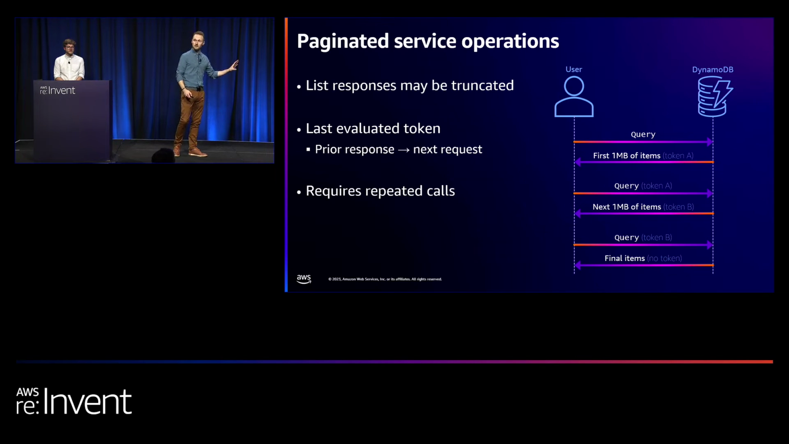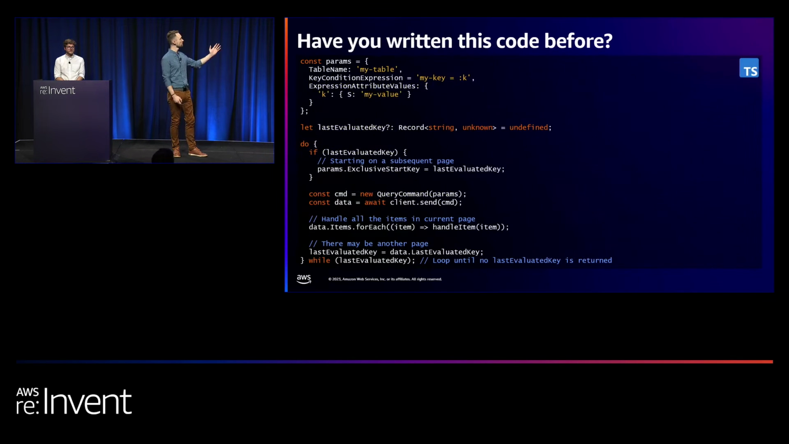All right, so knowing that this is a possibility with some APIs, some of you will have written code that looks like this. This code sets up a call to the query API in DynamoDB. It also sets up a variable for tracking what's called the last evaluated key, or the token that we were talking about on the prior slide.